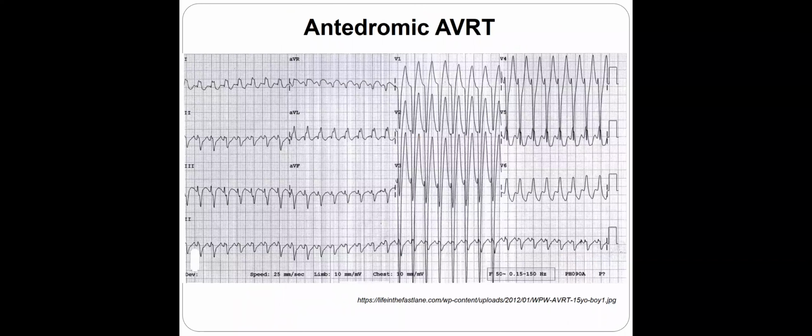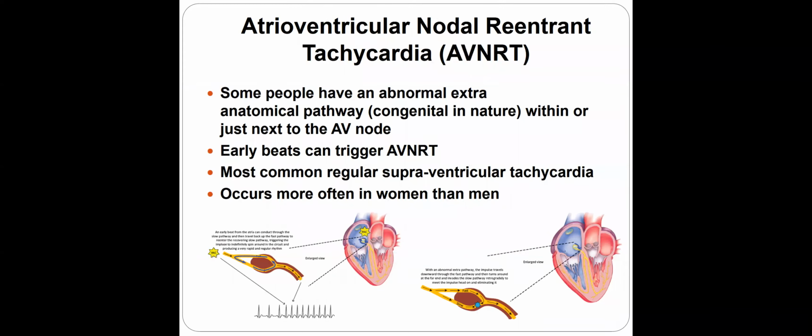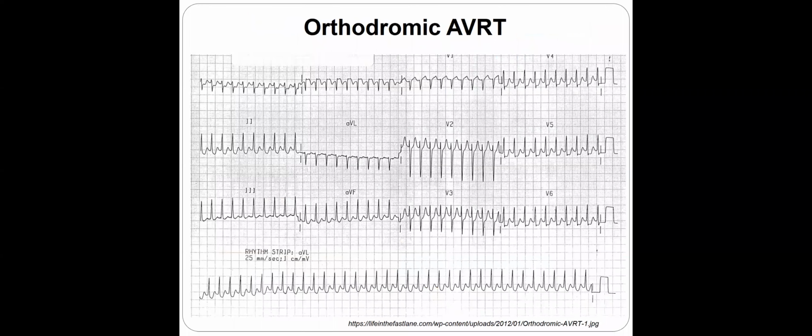Okay. Now, this is, for example, an antidromic one when you have a wide QRS, and these are almost identical to ventricular tachycardias, but it is not. How do we differentiate between a ventricular tachycardia and an antidromic AVRT tachycardia? What do you think? With carotid massage. Carotid massage.